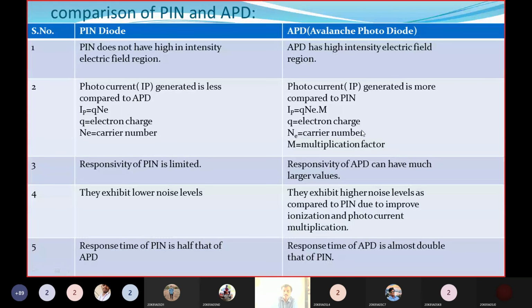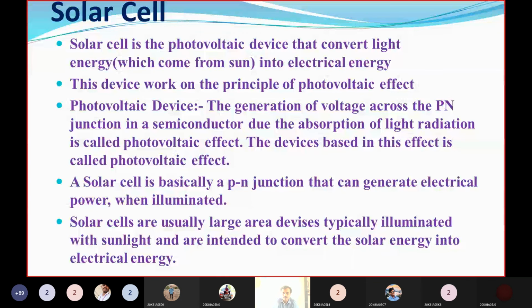Okay, next class we will discuss the solar cell. If you have any doubts on this topic, you can ask.